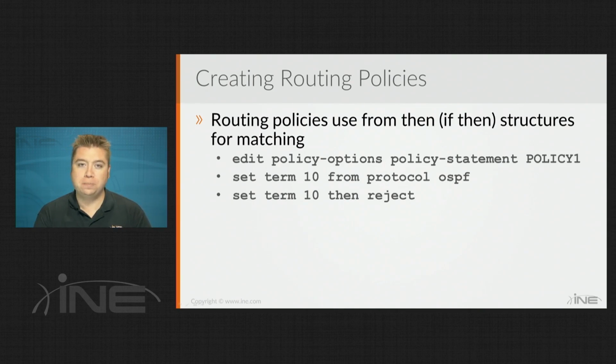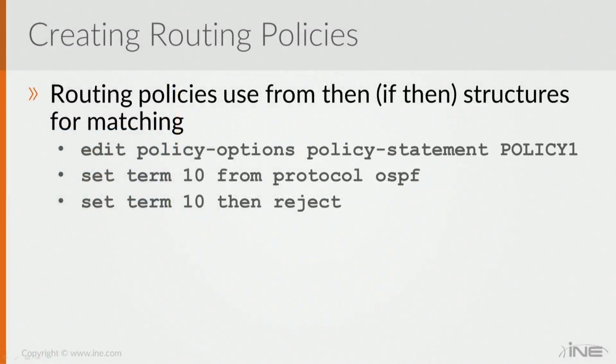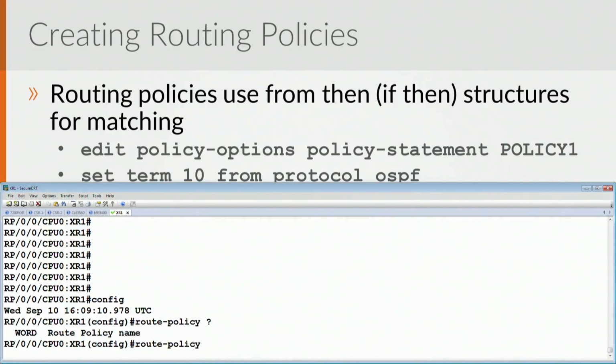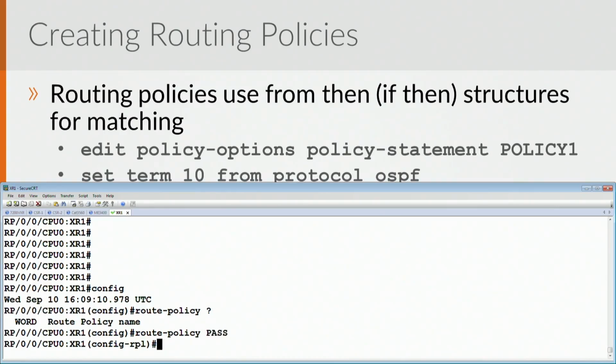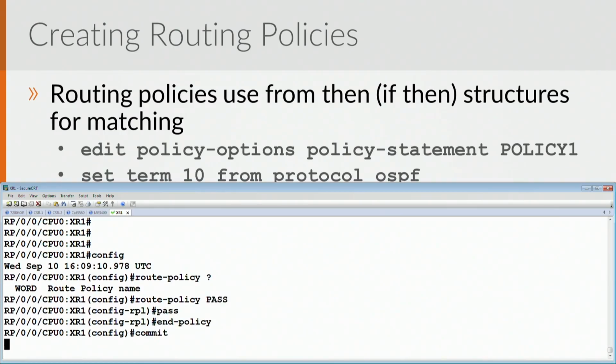So we'll see one of the most basic policies here would be similar to in IOS XR, where in XR we would do something like this, where we would say in global config, route policy permit, well, technically it would probably be called pass. Route policy pass that just says pass, end policy, commit.